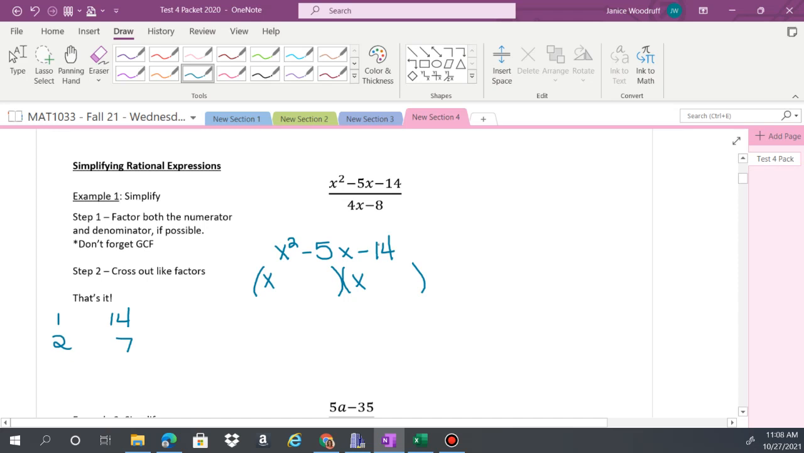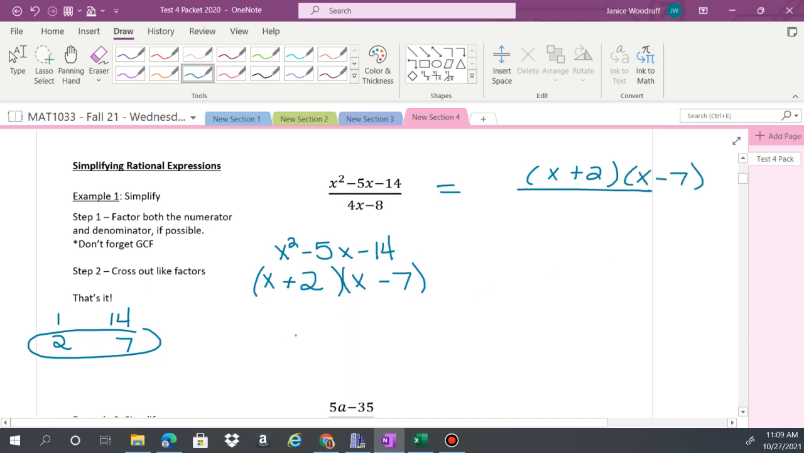Now I'm multiplying to a negative 14, so I need 1 plus and 1 minus. Let's see, 2 and 7 do have a difference of 5. So then I ask myself, am I going to do 2 minus 7 or 7 minus 2? Which one would that be? 2 minus 7, because we have a negative 5 right here. So I'm going to go x plus 2, x minus 7. That's my numerator. So this is going to become, on the top, x plus 2, x minus 7.